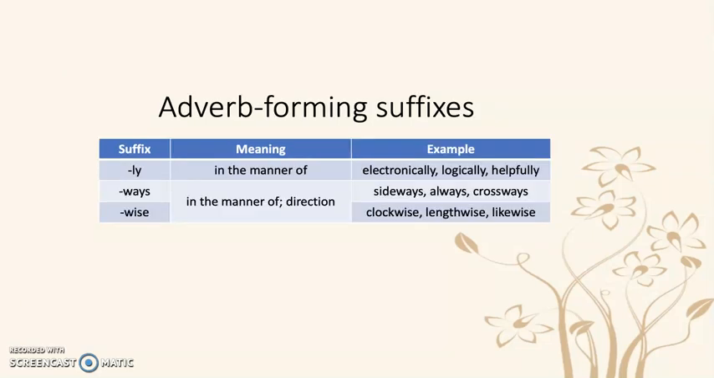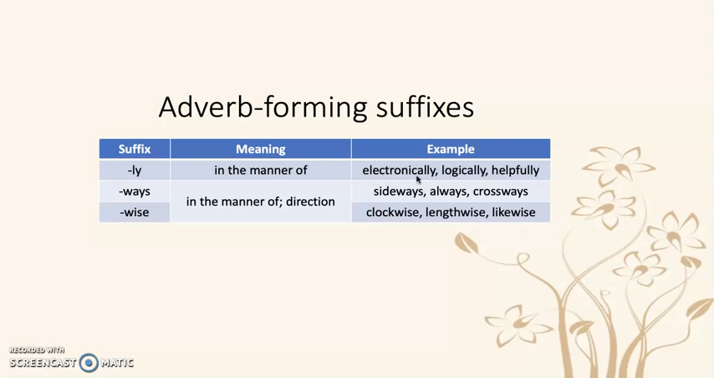And lastly, we have the adverb-forming suffixes, where we add an ly at the end, or ways at the end, or wise at the end. Now, generally speaking, when we add the ly, sometimes we also have to add an al to make it into ally, a proper adverb. And generally speaking, the first part of the word is an adjective. So we start with an adjective and then we add the ally.